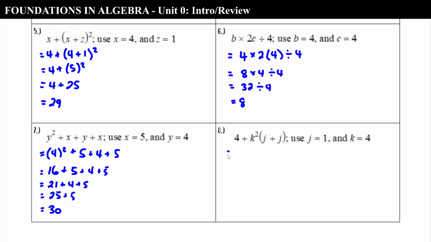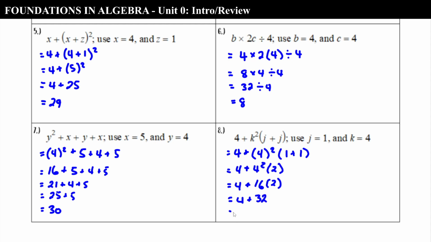And then finally, for number 8, we have k is 4. So we've got 4 squared. And then j is 1. So in parentheses, we have 1 plus 1. So let's do what's in the parentheses first. Got 4 squared times 2. Then let's do our exponent. 4 squared is 8. No, I'm sorry. 4 squared is 16 times 2. 16 times 2 is 32. And 32 plus 4 gives us 36.